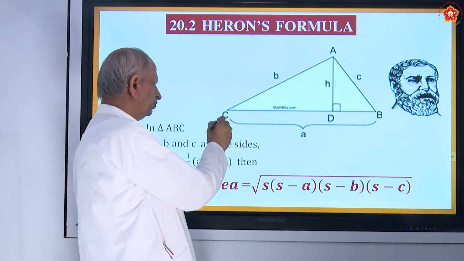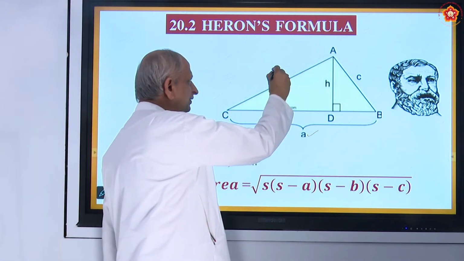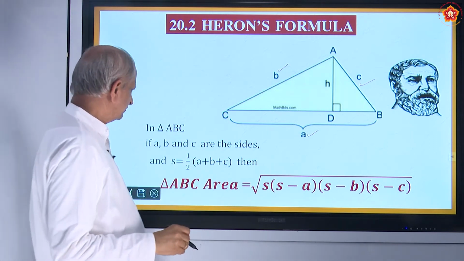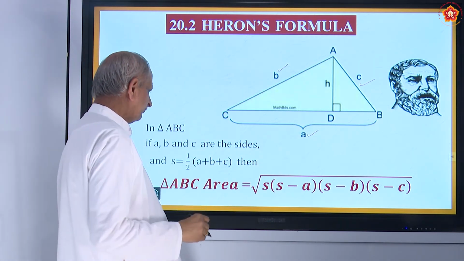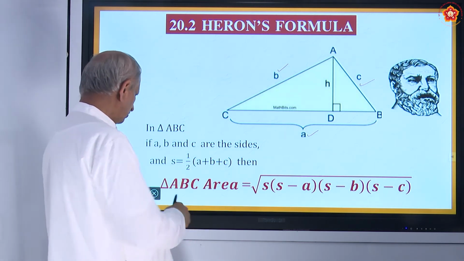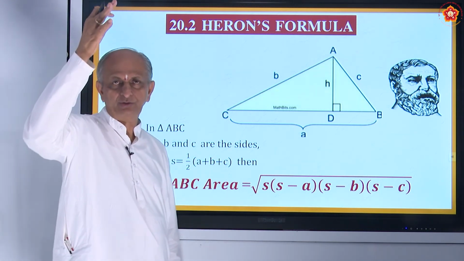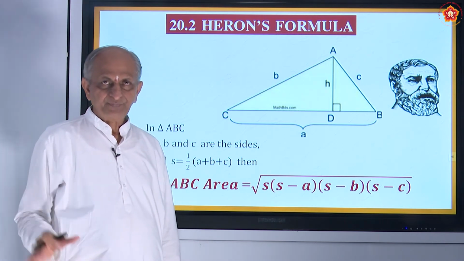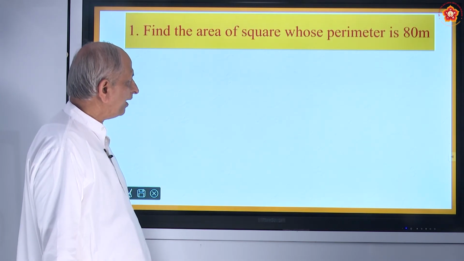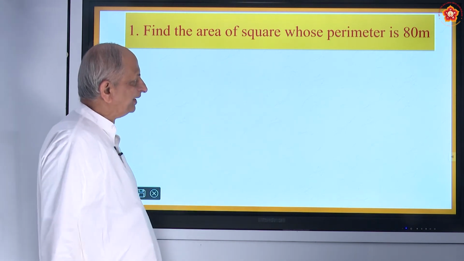Okay. So S minus one side, S minus second side, S minus third side, all under the root. That is what is called Heron's formula to find the area of a triangle. Now shall we work out some problems on this? Note down all the formulas and details, and using that you shall work out some problems. Find the area of a square whose perimeter is 80 meters.